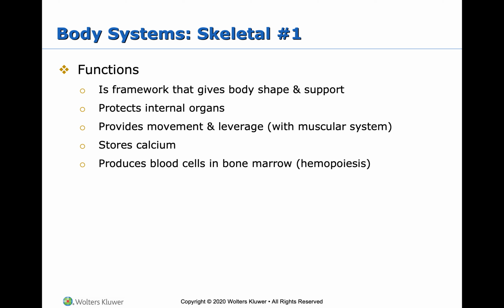Surprisingly, the skeletal system is huge for phlebotomists because the bone marrow within your bones is actually where your blood cells are made. It's a process called hemopoiesis, and that's the formation of red blood cells. It's produced in your bones. So without your bones creating your red blood cells, we might not have a job because there'd be no blood in your body.